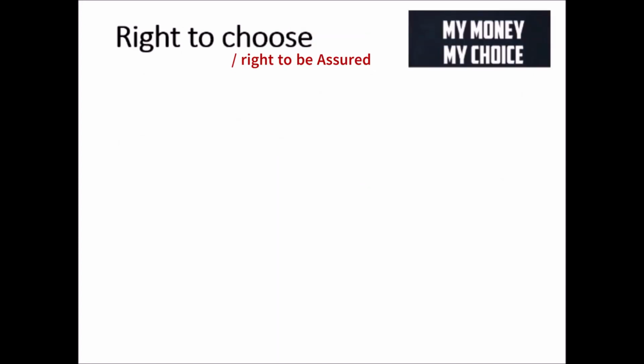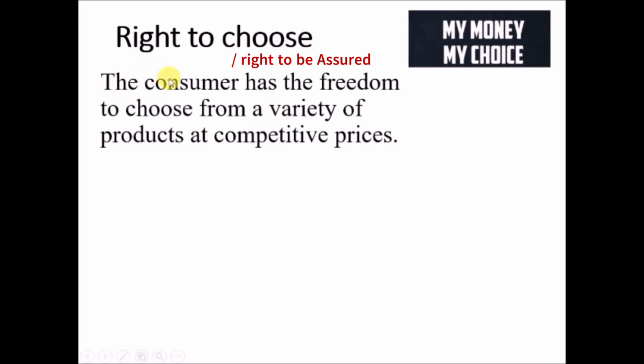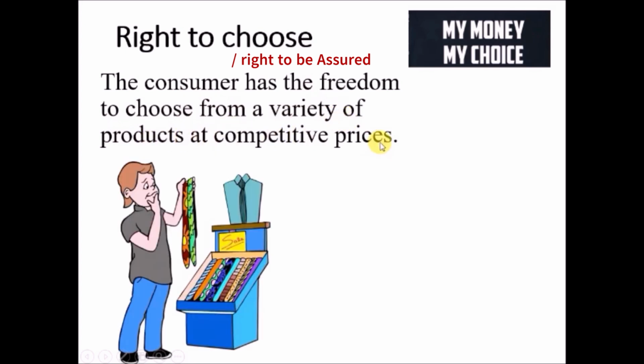Next is right to choose. It is also called right to be assured. What I mean by right to choose is the consumer has the freedom to choose from a variety of products at competitive prices. This means that if you are going to the market to buy something, it is up to you which product you want to buy. Nobody can force you to buy a certain product. Nobody will tell you to buy a particular thing or force you to buy a particular thing.